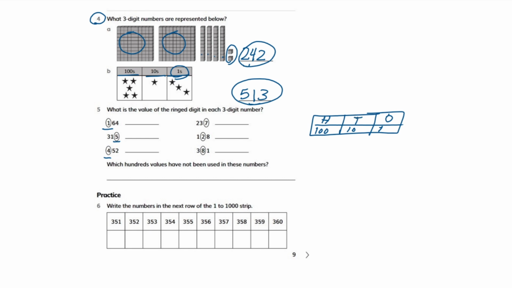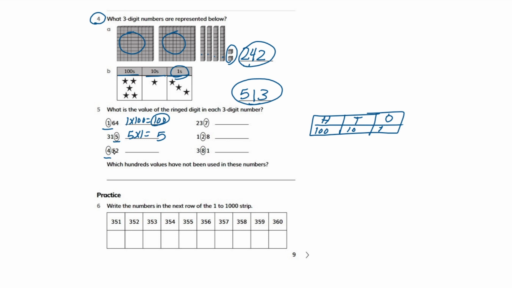Okay, now starting with the first one, we have a 1 in the hundreds place. So what is the value of 1 over there? We can just multiply 1 by 100. The answer is also 100. So the value of 1 in the hundreds place is 100. In the same column, the second number is 315. The ringed number is 5. 5 is in the ones place. So we multiply 5 by 1. 5 times 1 is 5. So the value of 5 in the ones place is 5.